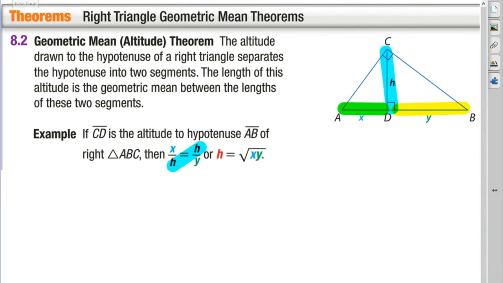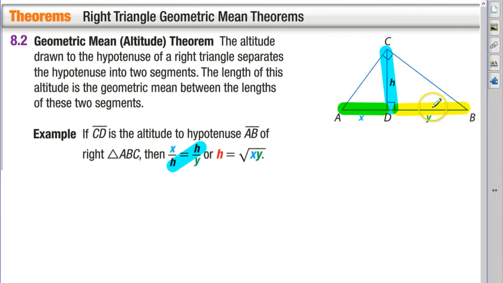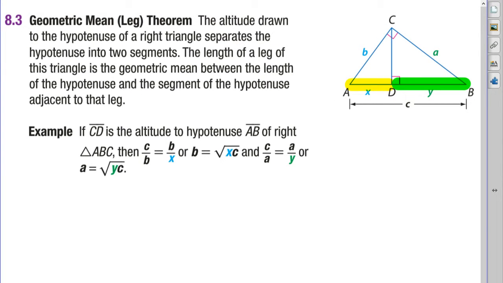The next theorem again goes back to this geometric mean business, but this one's a little more tricky. Again, we have the altitude being drawn in, but this time we don't even use the altitude. What we do instead is use the two parts that get created for the hypotenuse, x and y, just like before. But now, and this is the tricky part, you have to use the whole hypotenuse. So we get two possible geometric means. B is a geometric mean, A is a geometric mean.